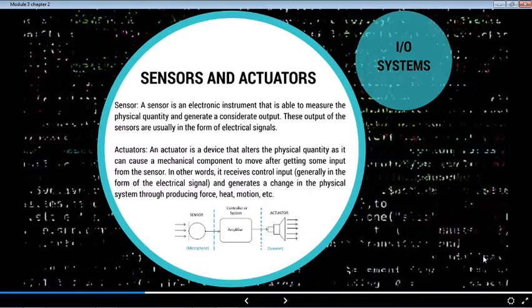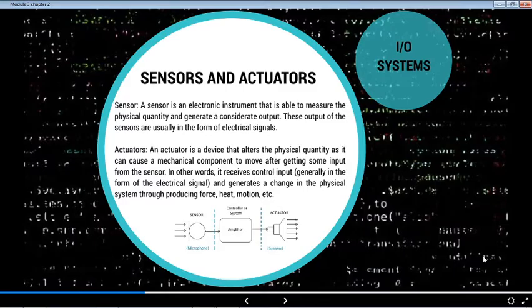You can see in the diagram what the actuator and sensor do. The sensor collects the input and sends it to the amplifier, which processes it and sends it to the actuator, and then it carries out a mechanical or an electronic output.